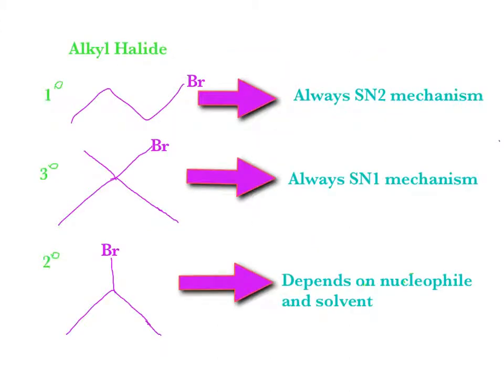Now the first thing we need to do is determine the alkyl halide, if it's primary, secondary, or tertiary. If it's primary, then it is always an SN2 mechanism. If it's tertiary, it's always an SN1 mechanism. Now if it's secondary, it always depends on the nucleophile and the solvent, so it's a little bit more tricky.